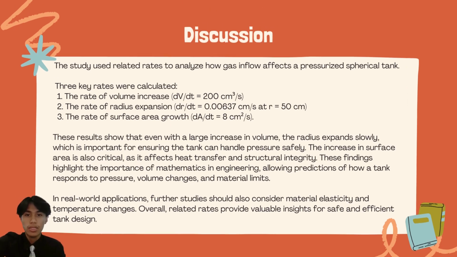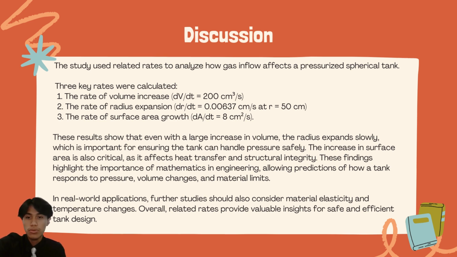Okay, I will explain the discussion. This study used related rates to analyze how gas inflow affects a pressurized spherical tank. Three key rates were calculated. The first is the rate of volume increase, which is dV over dt equal to 200 cm cubed per second. Next, the rate of radius expansion, which is dr over dt equal to 0.00637 cm per second at a radius of 50 cm. The last one is the rate of surface area growth, which is dA over dt equal to 8 cm squared per second.